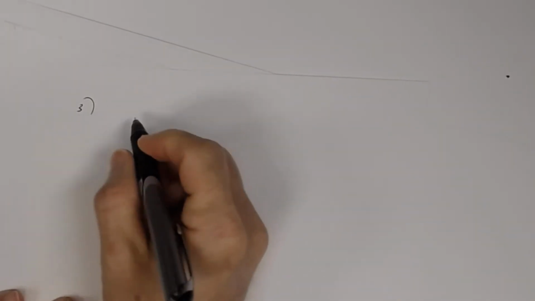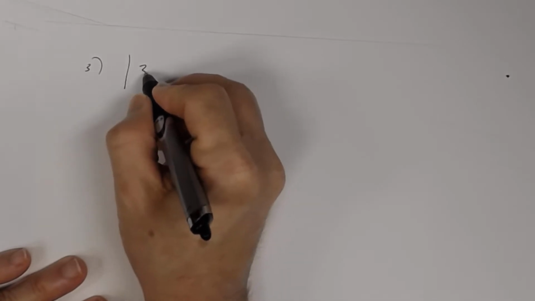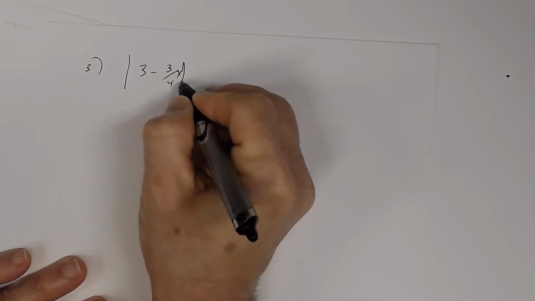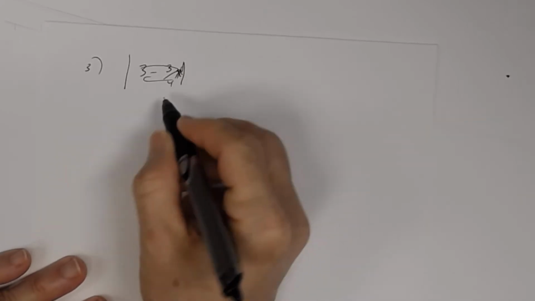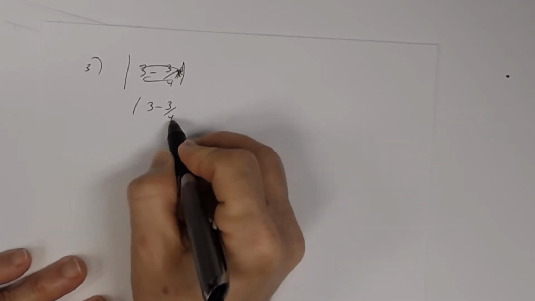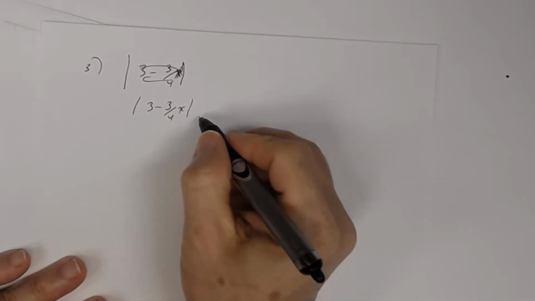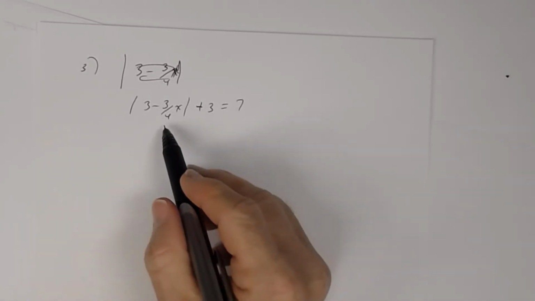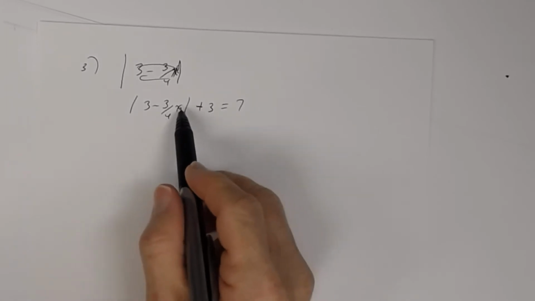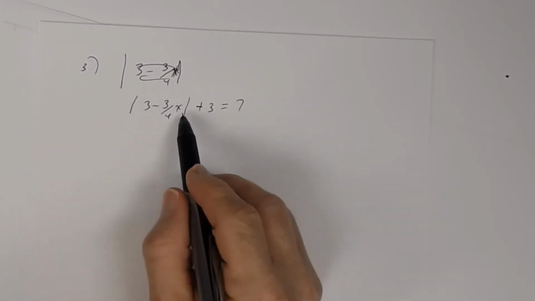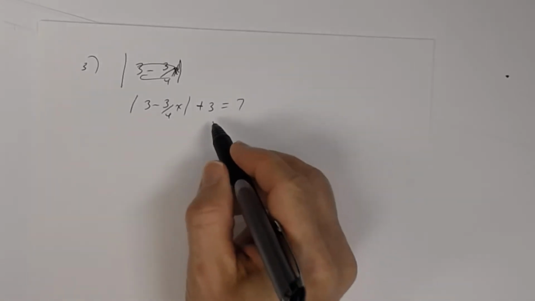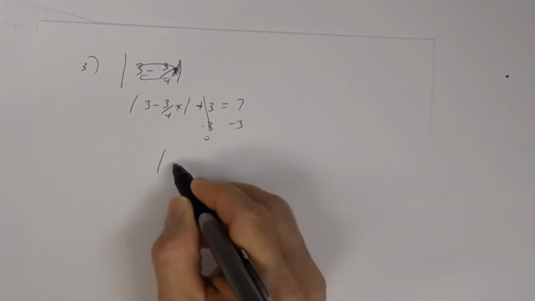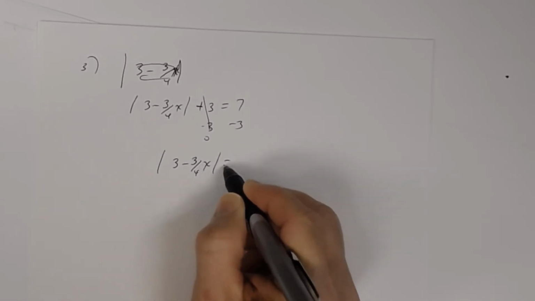Number 3, we have this for number 3. We have 3 minus 3/4 x. Oops, that's an x here. Well, let me go ahead and rewrite this over. The absolute value of 3 minus 3/4 x, the absolute value of that, and then I'm adding 3, and that equals 7. All right, so again, notice I have fractions involved. So I have to isolate the absolute value expression by itself. So in this case, since I'm adding 3, the opposite is to subtract 3. And so I get the absolute value of 3 minus 3/4 x is equal to 4.